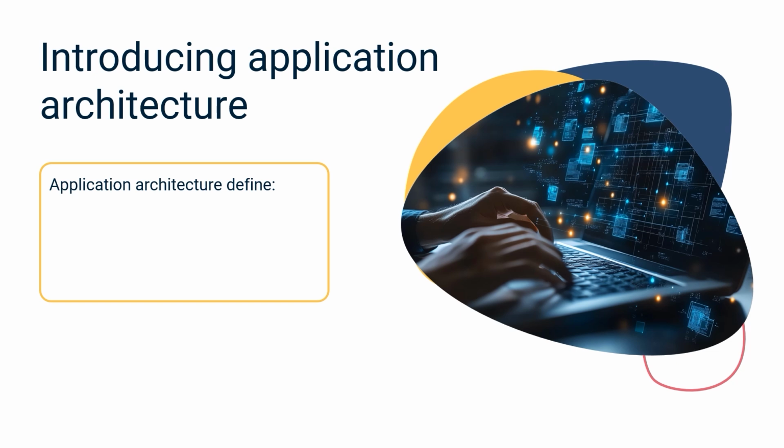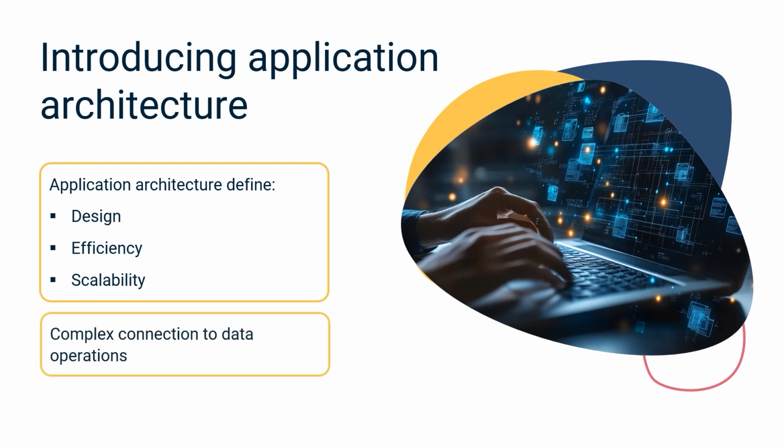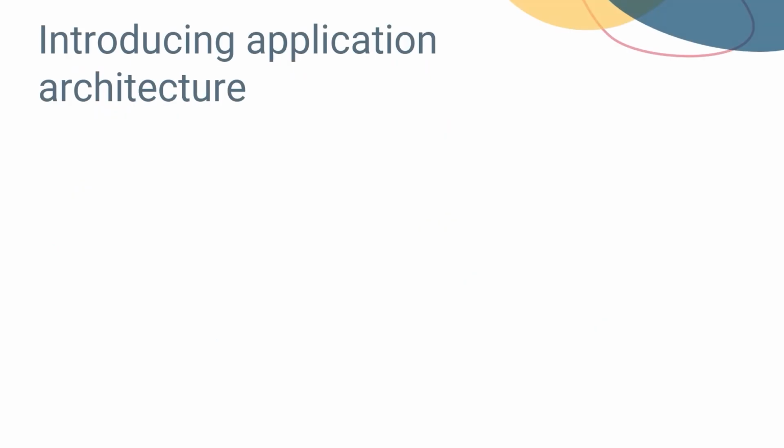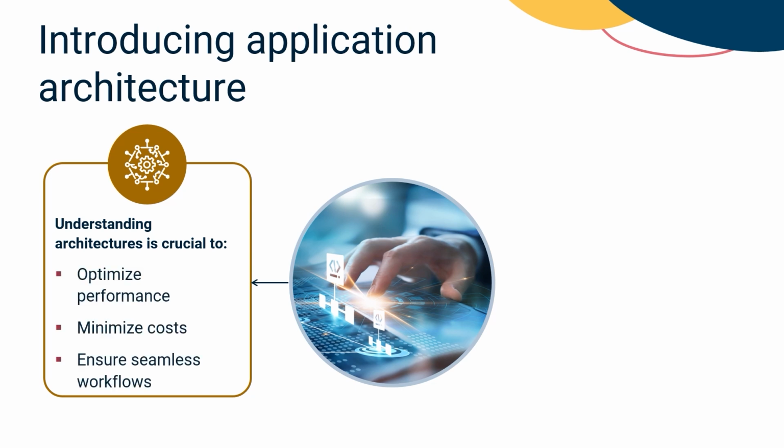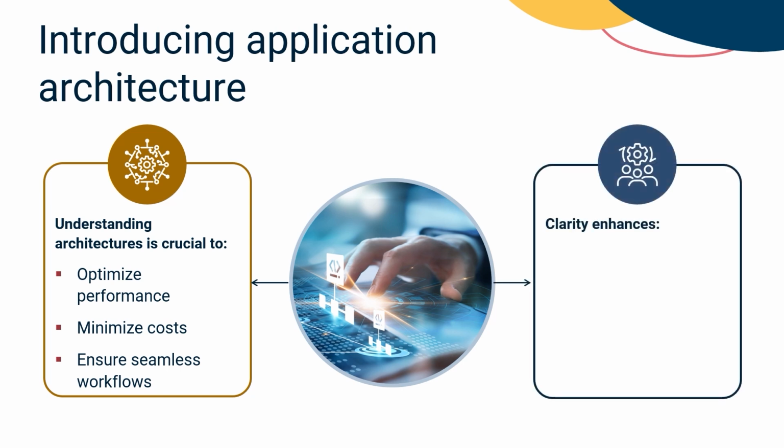Application architectures are essential in defining the design, efficiency, and scalability of data operations within an organization. As distributed systems, cloud-native development, and data-intensive applications grow, their connection to data operations has become increasingly complex. Understanding how different architectures impact data operations is vital to optimize performance, minimize cost, and ensure seamless workflows. This clarity enables organizations to navigate complexities effectively and improve operational outcomes.